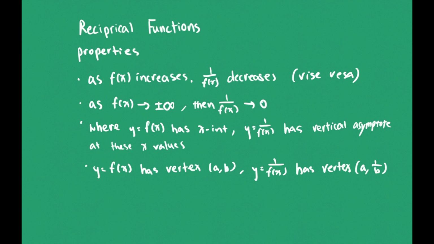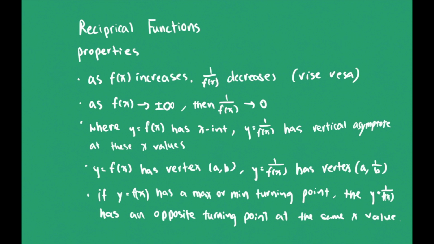Next up, if y equals f(x) has vertex (a, b), then the reciprocal function will have vertex (a, 1 over b). Last but not least, if y equals f(x) has a maximum or minimum turning point, then its reciprocal function will have an opposite turning point at the same x value.